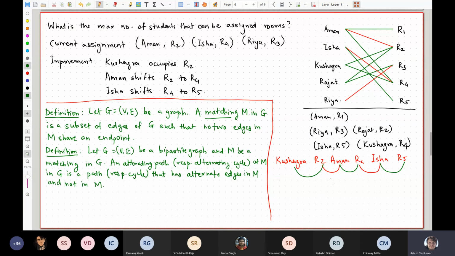For example, over here, this is an alternating path. I'm not sure whether we have an alternating cycle over here. We don't, but we'll take another example in the next class and show an alternating cycle. I hope you get the idea. So basically, if I were to draw a red edge between Kushagra and R5, and append Kushagra over here, that would be an alternating cycle.